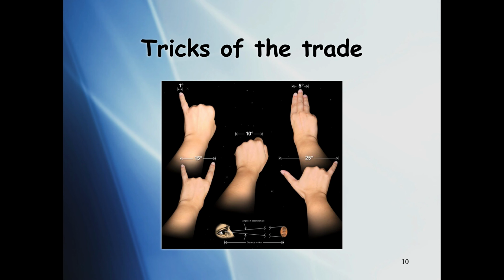Here's another little picture that I found online that I thought was kind of interesting. Basically your pinky is 1 degree, your fist is 10. Your 3 fingers, from your middle to your index, is about 5 degrees. If you're going like the devil horns, it's about 15 degrees. And if you're going hang loose, it's about 25. So there are pretty easy ways to estimate distances in the night sky.